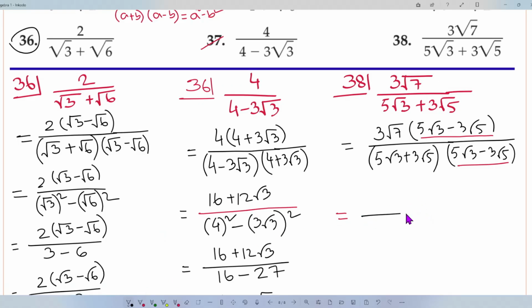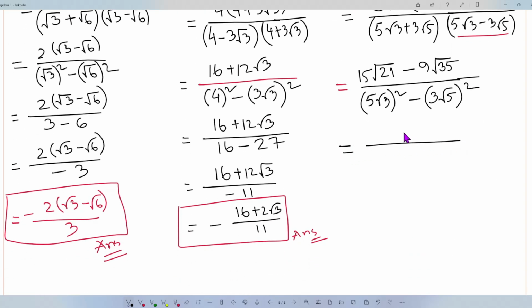Now what happened? Here 3 times 5 is 15, and root 7 and root 3 will be root 21. Okay. Then minus 3 times 3 is 9, and root 7 times root 5 is root 35, and here 5 root 3 square, because this is (a plus b) times (a minus b), so it will be a square minus b square, minus 3 root 5 square. Okay.